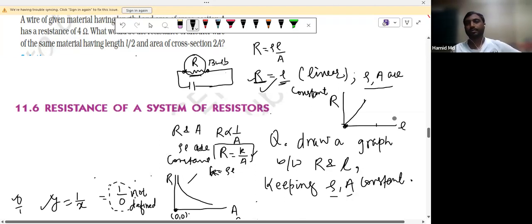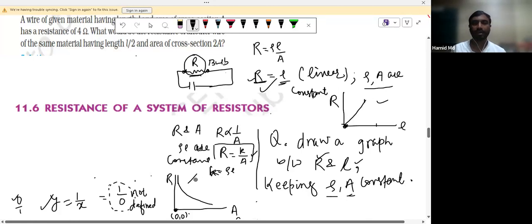If you are talking about this graph, I told you to draw a graph between resistance R and length, keeping rho and A constant. In this case, the relation R equals rho L over A means R is directly proportional to L. So R and L give a straight line. Clear?